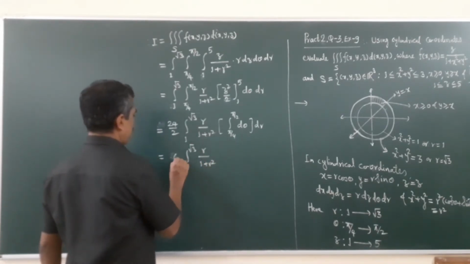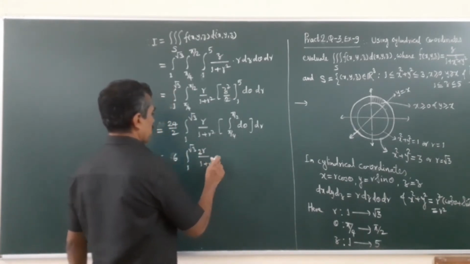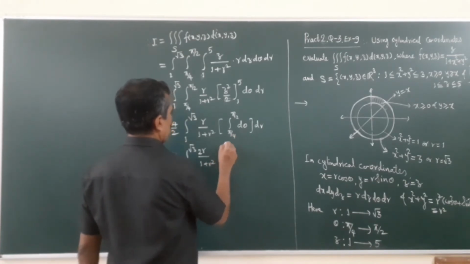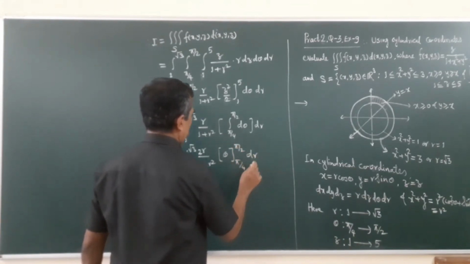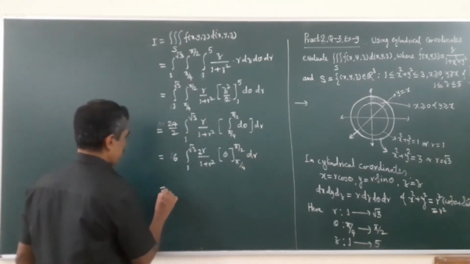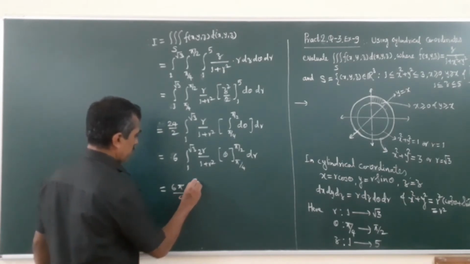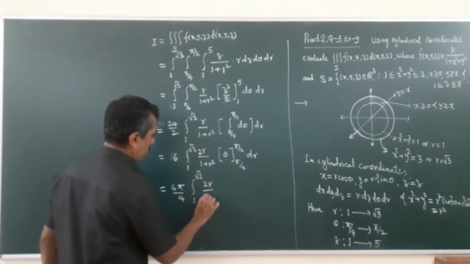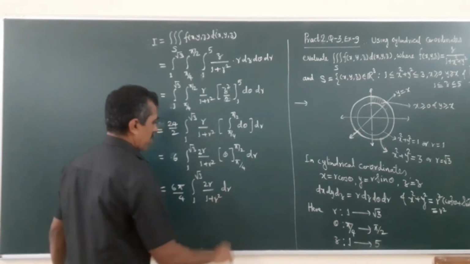So what I will do is I will keep 6 here and 2 are here for the sake of simplification. So theta from pi by 4 to pi by 2, dr. So pi by 2 minus pi by 4 will be pi by 4. So 6 pi by 4, integral 1 to root 3, 2r upon 1 plus r square dr.